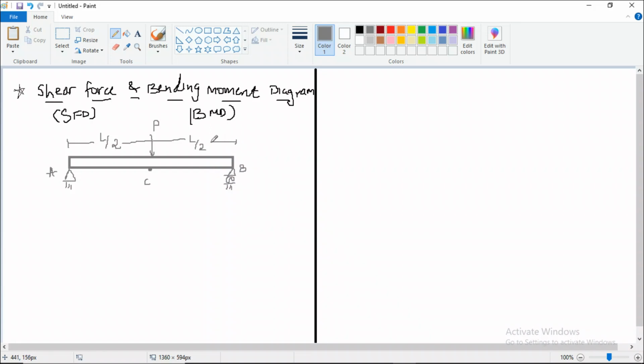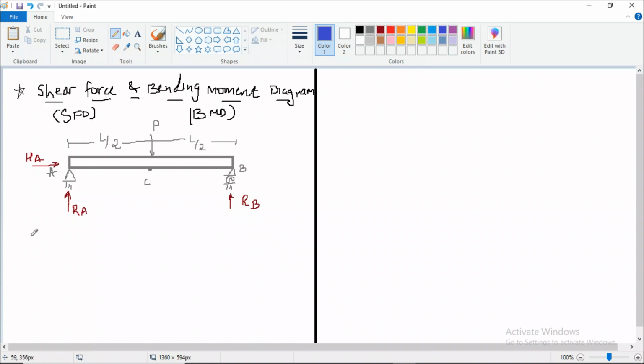So if we want to draw the shear force and bending moment diagram for this type of beam, which has a central point load, let us see how we can do that. First of all we draw the reactions that we have. At the hinge support we have two reactions, one is RA and the second one is HA, and at point B, the roller support, we have only one reaction perpendicular to the support, that is RB. For shear force and bending moment diagram, first of all we need to calculate the support reactions by using the condition of static equilibrium. So let us start with that.